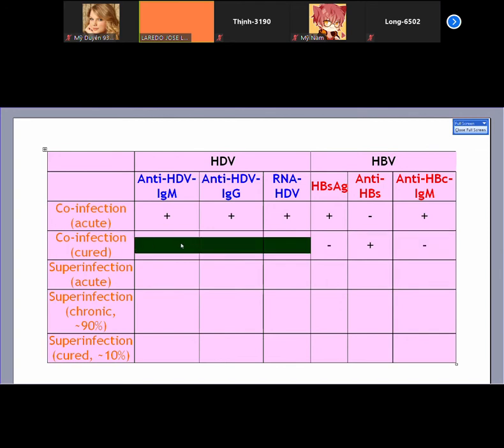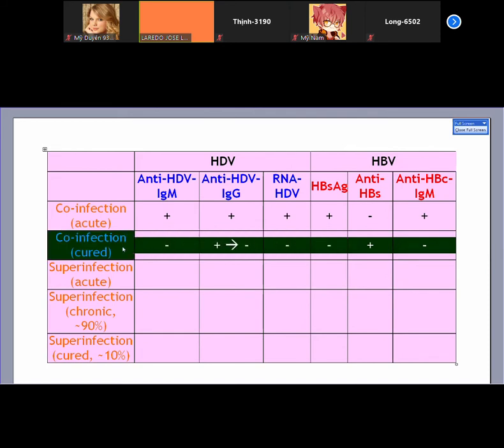And what about the markers of hepatitis D? Because the patient is recovered, the RNA disappears from the blood. So the RNA becomes negative. What about the IgM? The IgM also becomes negative. The IgG remains positive because IgG remains always in all infections. However, in these patients, after several months, the IgG may disappear and become negative. So this is the profile of a patient who has recovered from co-infection.